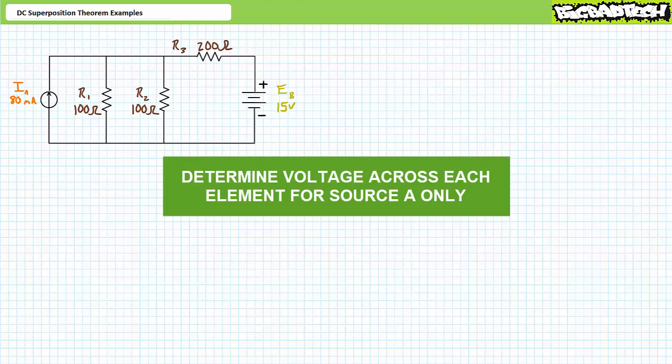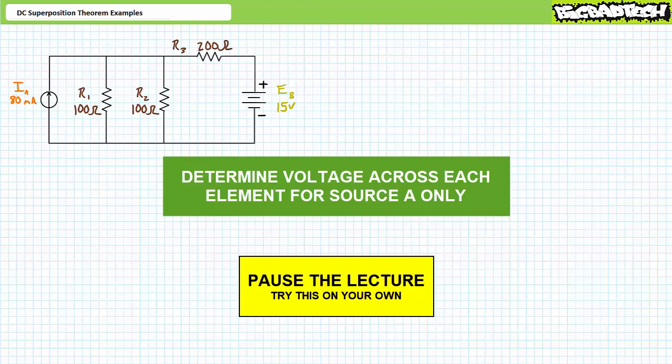Once we've got these values, we'll move on to stage 2 and examine voltage figures when source B is the source of interest and source A has been removed from consideration. By all means, pause the lecture and try stage 1 on your own. If you're tracking, you should have obtained the following results.